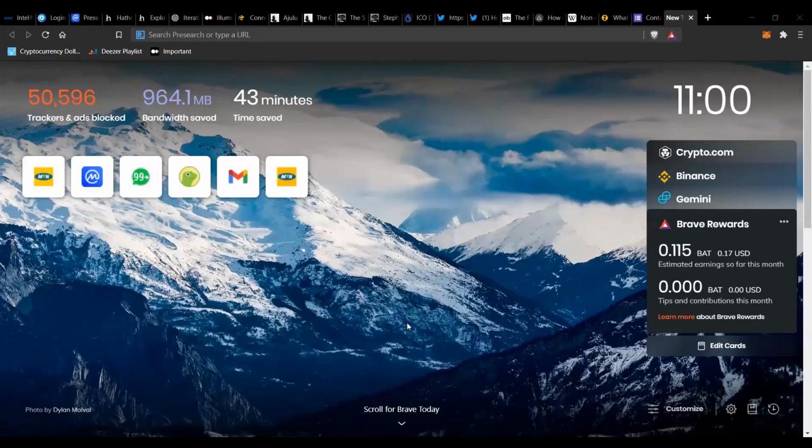So starting off, yesterday we covered quite a lot of things, including Brave browser. I spoke about how you can use Brave browser to earn, how you can earn from just downloading Brave browser. In fact, I want to see if I can... let me check something.